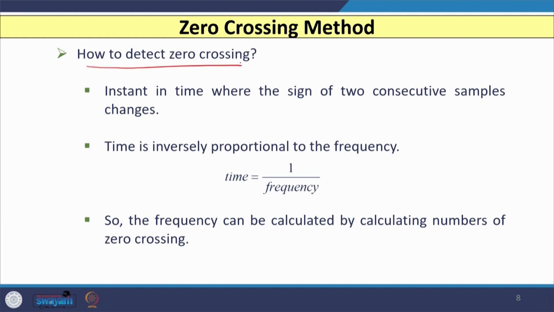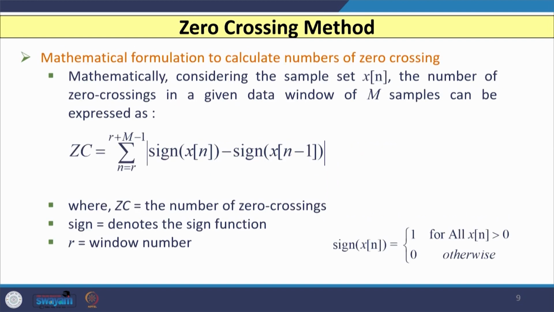Detection of zero crossing is extremely important when we talk about the zero crossing method, which is used for estimation of frequency. For detection of zero crossing, the instant in time where the sign of 2 consecutive samples changes is going to decide how we can detect the zero crossing. And we already know that the time period is inversely proportional to the frequency. This is a very well known equation, and hence frequency can be easily calculated by counting the number of zero crossings. So, let us see how mathematically we can represent the zero crossing method.